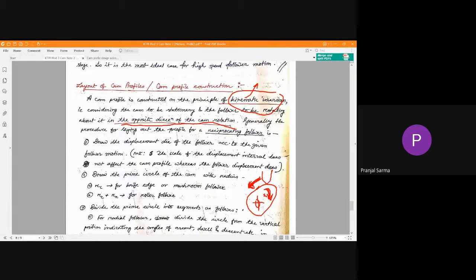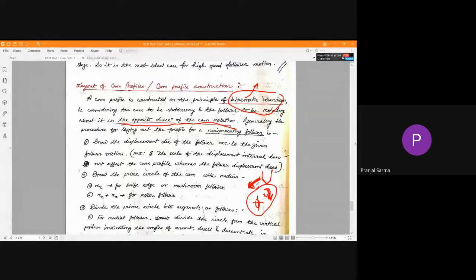Now, for proper working of the cam and follower, we know that there has to be constant contact between the cam and the follower, and that is always there. If there is no contact between the cam and follower, the follower will not get any motion from the cam. That's why constant contact is always desired, and it is there if it is actually working.